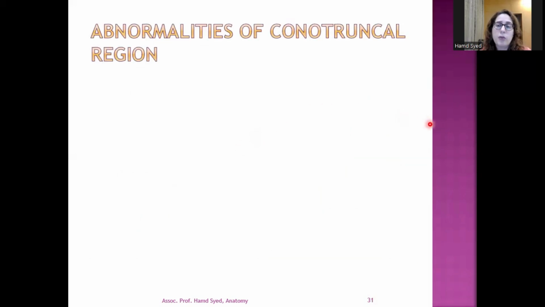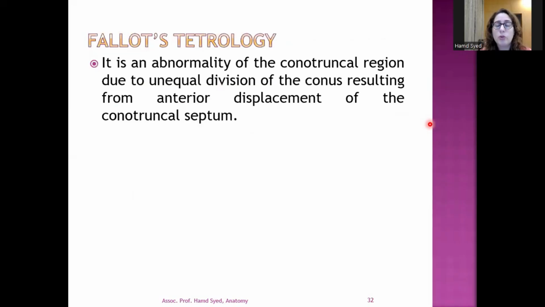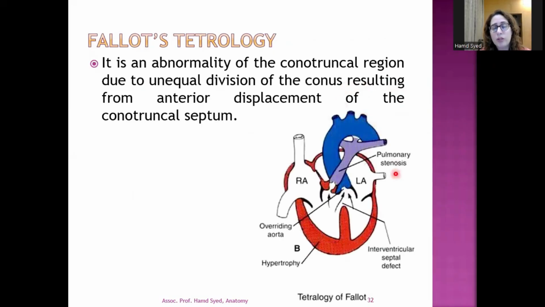Now that we've discussed the formation of the septae in different parts of the heart, let's talk about the abnormalities which can occur in the conotruncal region. One abnormality that you should be familiar with is Fallot's tetralogy. This is an abnormality of the conotruncal region due to an unequal division of the conus, which results from anterior displacement of the conotruncal septum. That is going to cause the characteristic 4 features of Fallot's tetralogy.